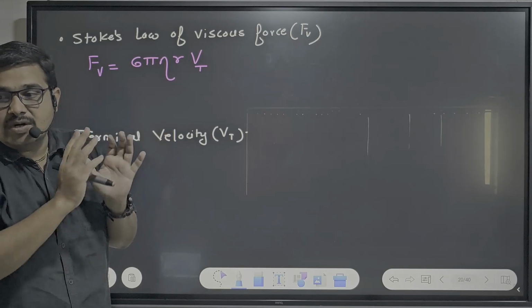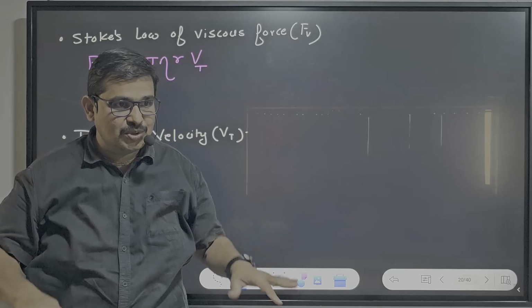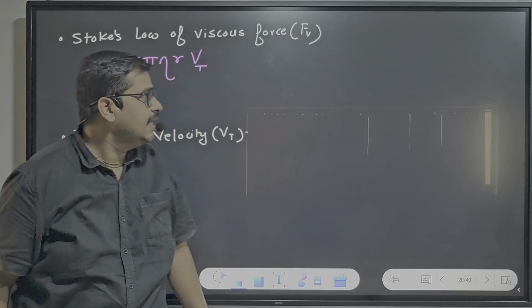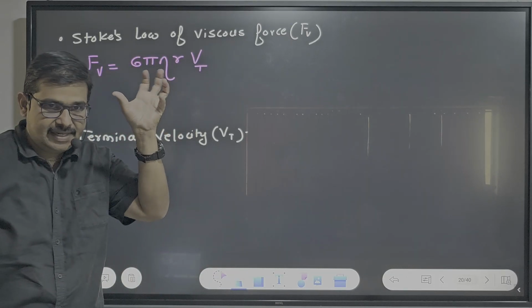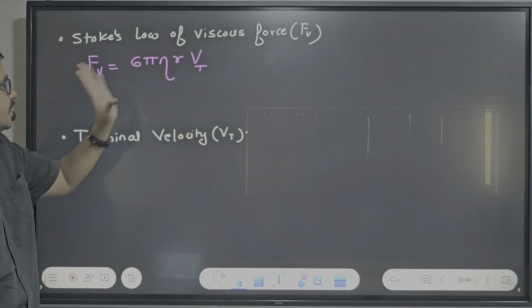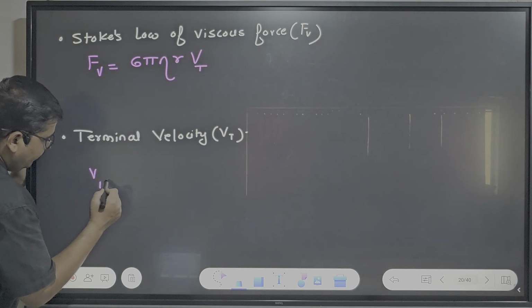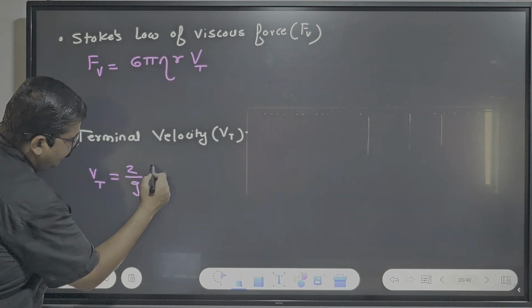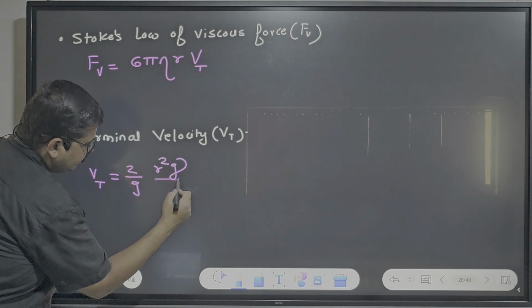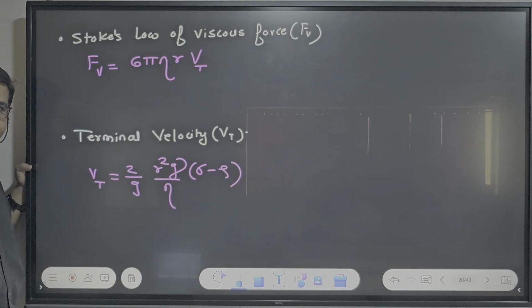R is the radius. The concept is that a spherical body is falling through a viscous medium, and r is the radius of that spherical body. Eta is the coefficient of viscosity. Then what is the terminal velocity? Vt is equal to 2 by 9 r square g into sigma minus rho upon eta.